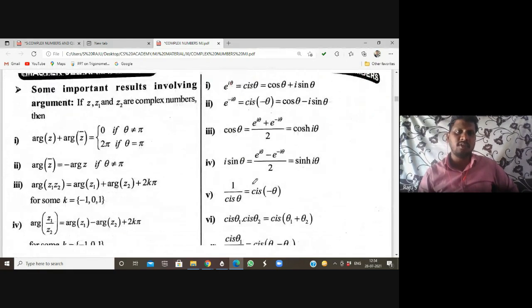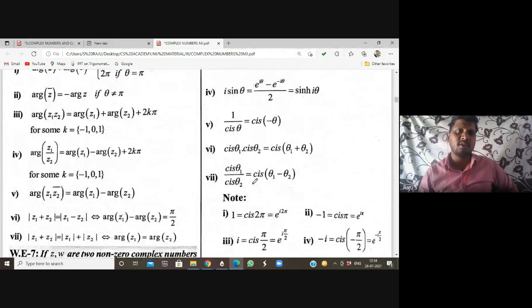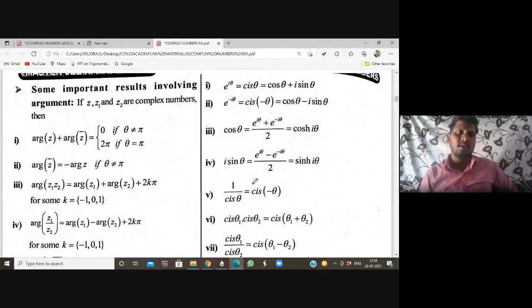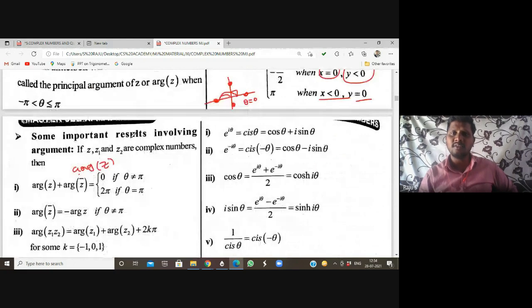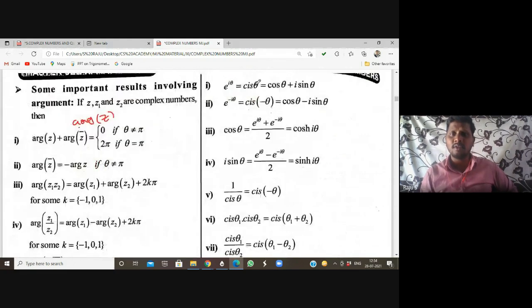After that, some important results on the argument of z. The argument of any complex number can be denoted by arg of z. We'll discuss this in a general way. Here cis theta is there. What does cis mean? Cis theta is nothing but, as we already know, c is cos theta plus i, this i is iota, times s, which is sin theta.